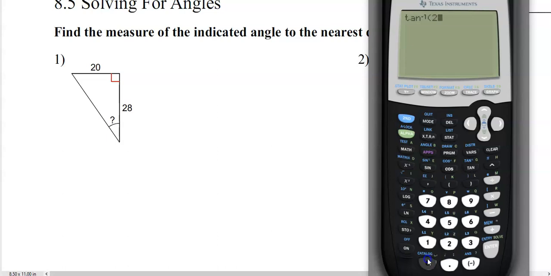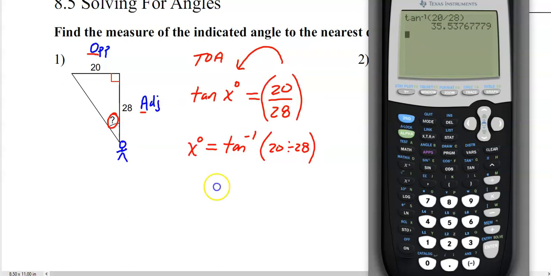Now I'm just going to put in 20 divided by 28. Hopefully my calculator's in degree mode. We'll find out. 35 degrees, that looks legit. Let me just double check. Yep, I'm in degree mode, so that's cool. So 35.5 degrees would be the answer to this one. So get the ratio, do the inverse of it.